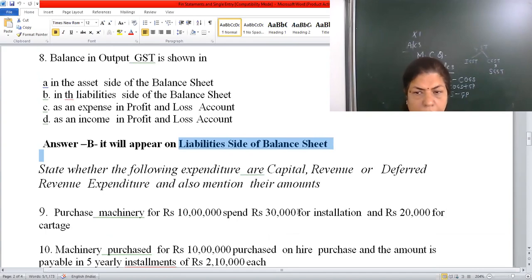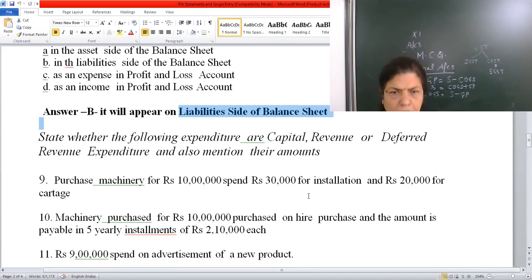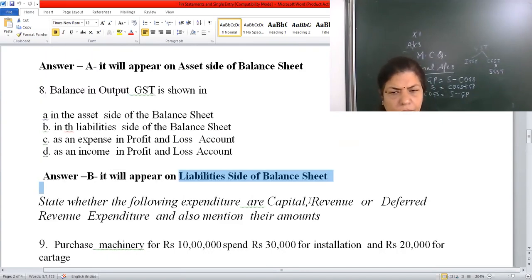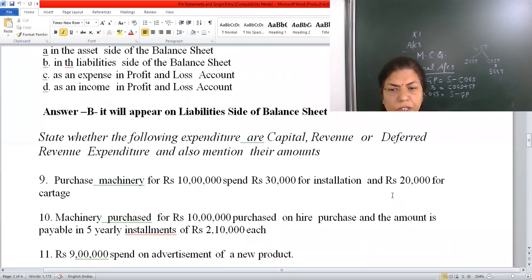Now the next topic. Whether the following expenditures are capital, revenue or deferred revenue, and mention their amounts also. See, first of all, I will tell you. Capital means those items which are for a large amount for a long time period which create any asset. Revenue means recurring or repeating operating expenses. Deferred revenue means those expenses which will give benefits for a long time period.